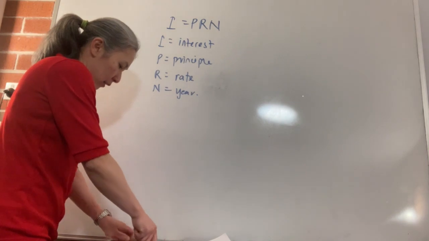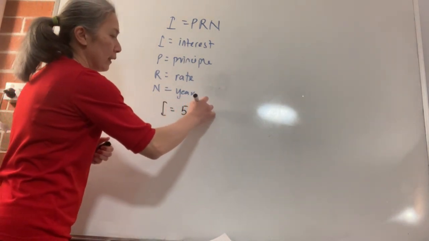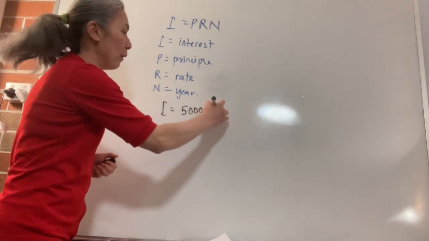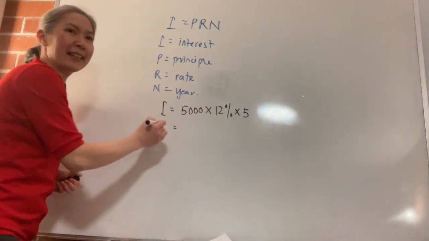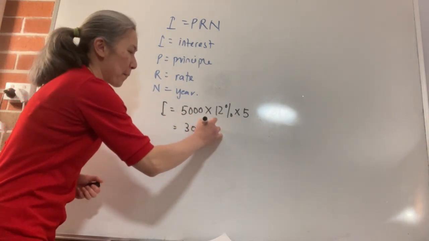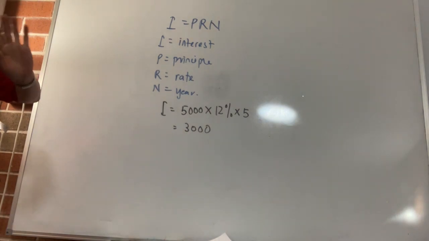And you get interest equal to 5,000 times it by the rate, which is how many percent? 12, yeah. And times it by 5 years, right? So what did you get? 3,000? Okay. 3,000 is the interest, but the question doesn't ask you for the interest.